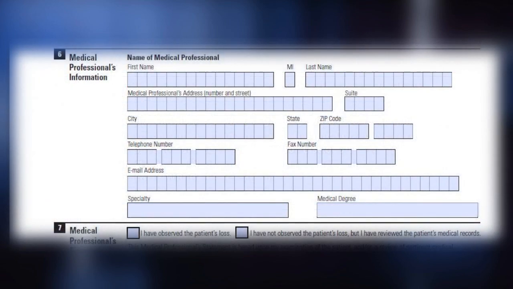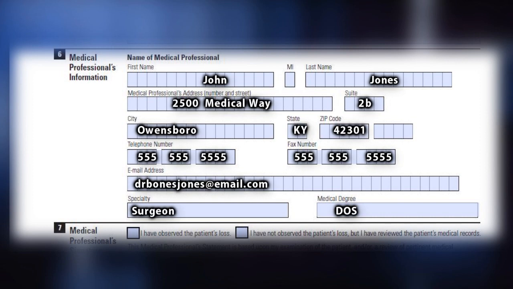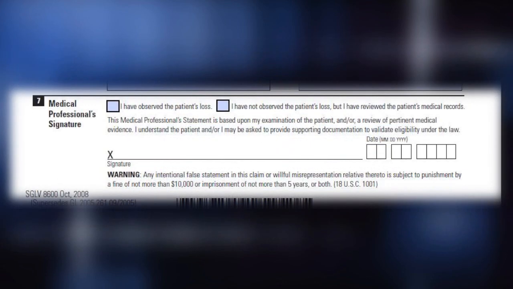Page 15, Part B, Section 6. Medical professional's information. The medical professional will enter their personal information such as name, address, phone, fax, email, and medical specialty. Page 15, Part B, Section 7. The medical professional will sign and date this section stating if they have or have not observed the patient's losses.